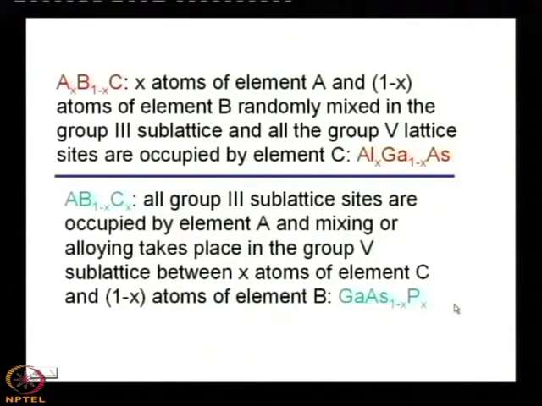Yes, what is the meaning of atoms here? 1 minus X atoms. No, obviously it is basically the mole fraction. It is basically the mole fraction. So, it must be from 0 to 1. That means the value of x must be from 0 to 1.